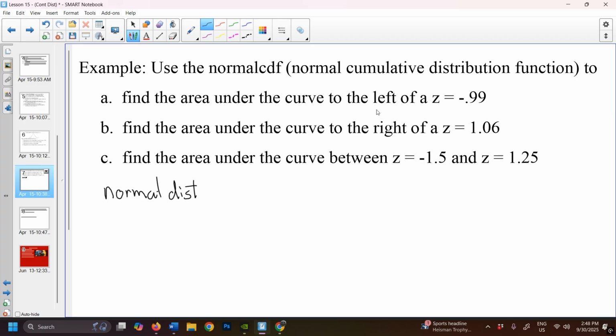So here's what we're trying to do. If you listen to the first part of this lesson, you will know that the area under a standard normal curve is 1. So here, what they're asking us to do is find the area under the curve to the left of a z-score of negative 0.99.